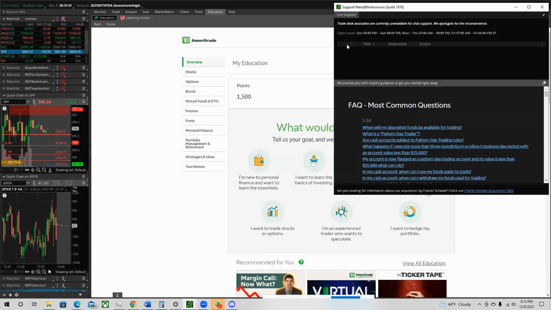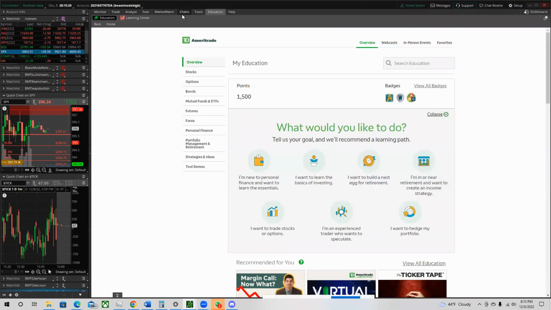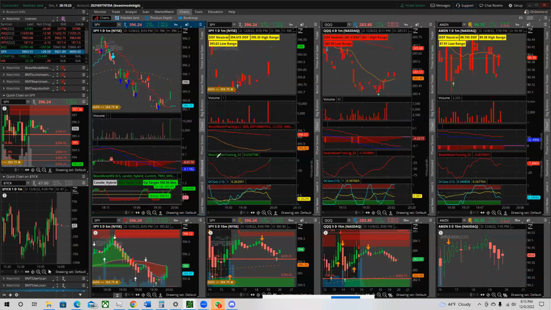We can't talk to nobody right now because they are closed, but during a live market, it will be open. All right, I'm going to minimize this or exit this out. Next thing, your charts, the chart tab, you're going to have one big chart. This is where you're going to look at the charts, the candles, it's moving up and down.